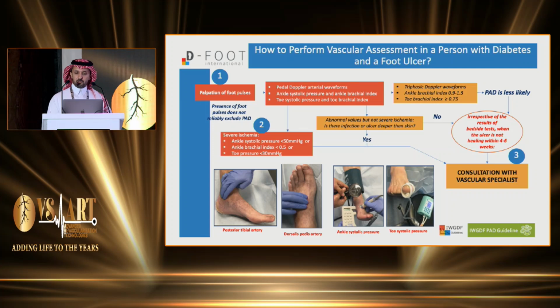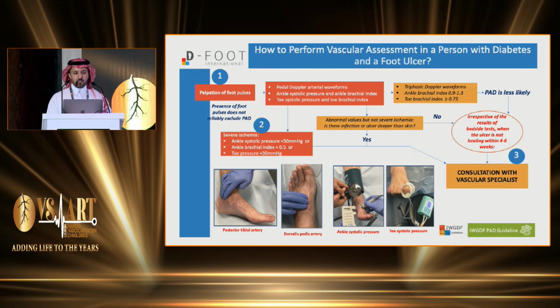And also we have to perform a vascular assessment in a person with diabetes and a foot ulcer. We have to palpate the foot pulses: the posterior tibial artery and the dorsalis pedis artery. If it's absent or we cannot palpate it, we could use a Doppler to hear the waves, whether they are mono-, bi-, or triphasic. And if we cannot find it, we can go for the ankle brachial index or toe systolic pressure. And if we couldn't find it or we have a weak pulse, we could refer the patient for vascular consultation.